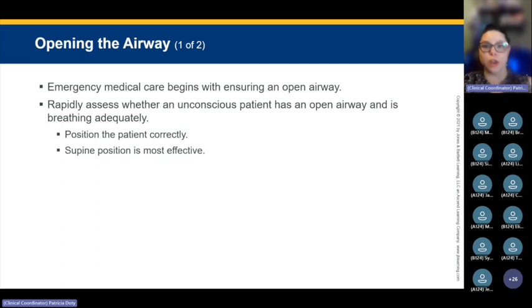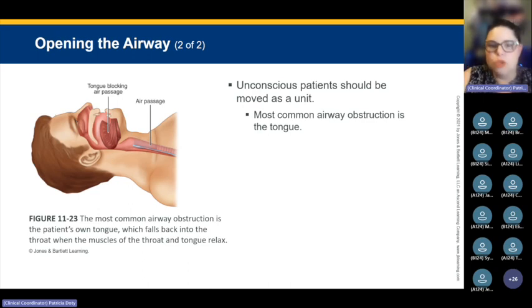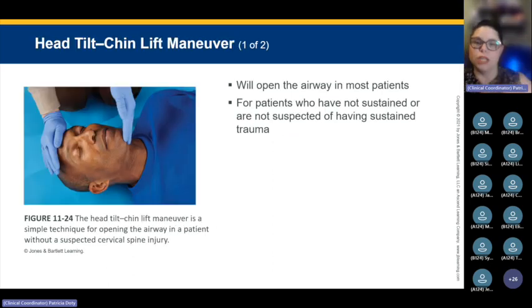Okay, so let's talk about opening our airway. That's the first big thing, right? So emergency medical care begins with ensuring an open airway, right? Rapidly assess. If this patient's unconscious, go ahead and position the patient correctly, and supine position is the most effective. Also, when we're dealing with this, we're going to think about if they have a spinal injury. Am I going to use a head tilt chin lift, or am I going to use a jaw thrust maneuver? And so as a unit, you are going to move unconscious patients. And remember that tongue is just going to relax back, and it's going to cause all of the oxygen and carbon dioxide breathing to stop, right?